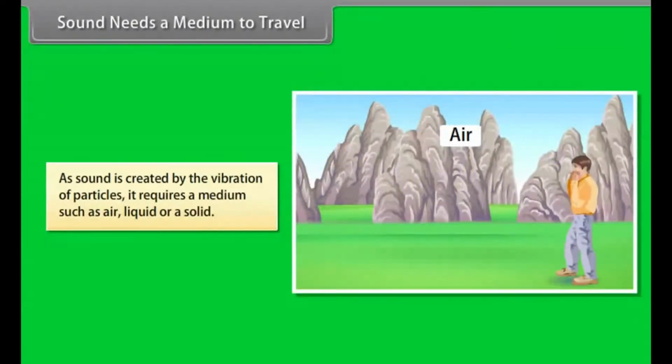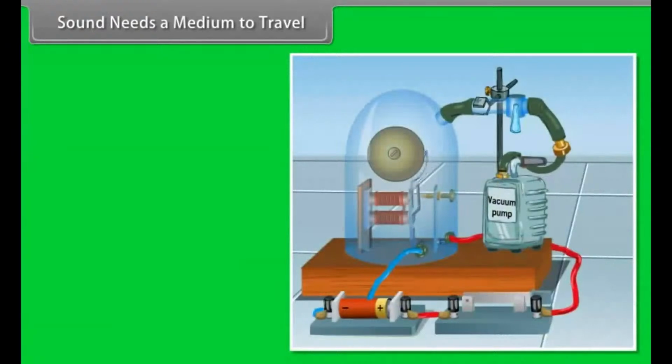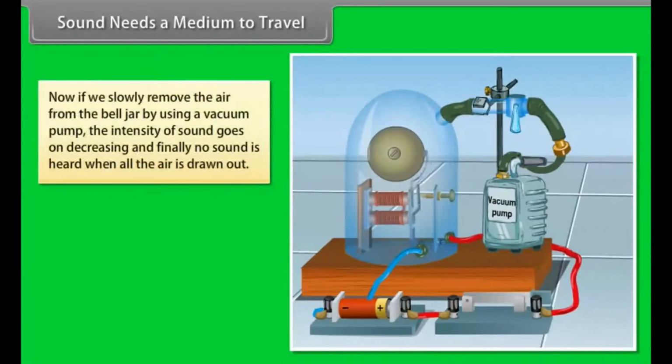But how can we prove that it needs a medium to travel? Let's see. Look at this figure. Here, an electric bell is suspended inside an airtight glass bell jar connected to a vacuum pump. As the electric bell circuit is completed, the sound is heard. Now, if we slowly remove the air from the bell jar by using a vacuum pump, the intensity of sound goes on decreasing, and finally, no sound is heard when all the air is drawn out.